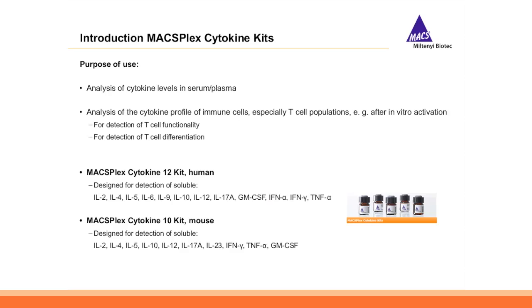And you can use the results for the detection of T-cell functionality or, for example, for the detection of T-cell differentiation. Up to now, we have released 2 kits. First, the MACSPlex Cytokine 12 Kit Human. That is designed for the detection of 12 soluble cytokines. And those cytokines are IL-2, 4, 5, 6, 9, 10, 12, 17A, GM-CSF, interferon alpha, interferon gamma, and TNF-alpha.